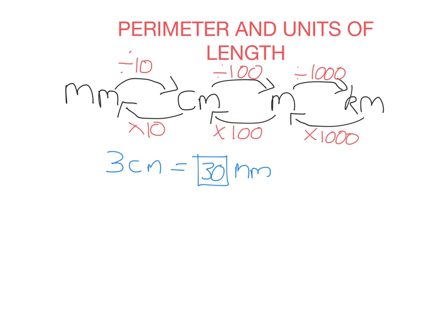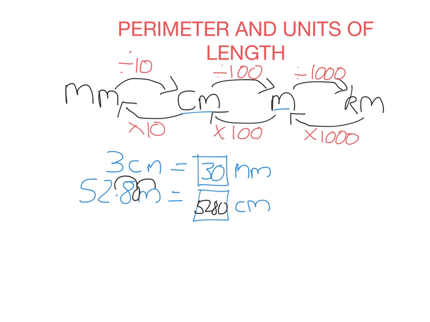So let's say I have 52.8 meters and I want to convert that into centimeters. So the chart above is saying to start at meters and finish at centimeters, I need to times by 100. So I take my 52.8, I move the decimal point 1 spot to the right, and I need to move it again, but I've run out of spots, so I put in a 0. And then the decimal point comes after that. So 52.8 meters is 5,280 centimeters.